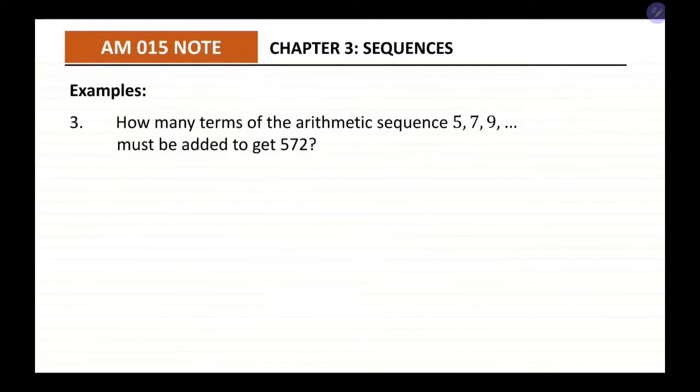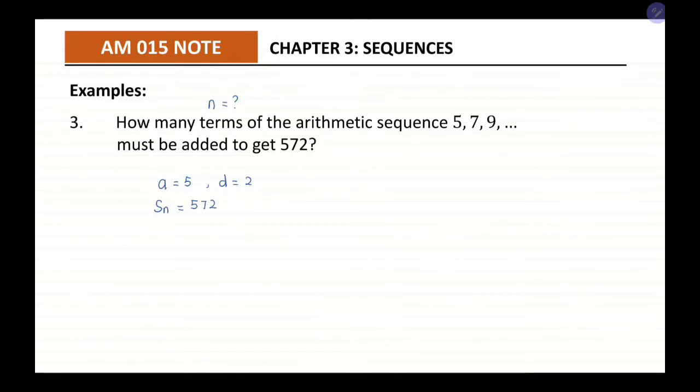We go to example number 3. How many terms of the arithmetic sequence 5, 7, 9 must be added to get 572? How many terms means we want to find n. For the arithmetic sequence 5, 7, 9, must be added to get 572. From this sequence, our a is 5 and we use d equals 2. Must be added to get 572 means our sum Sn is 572. Now we want to find how many terms, we want to find n only.